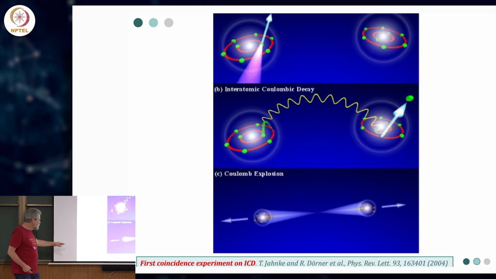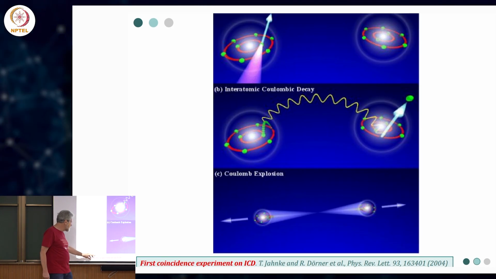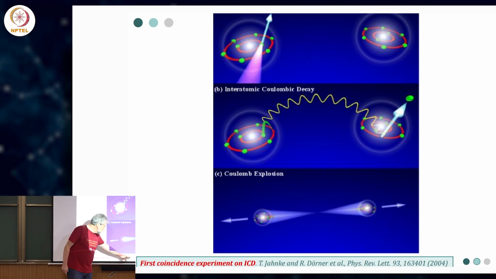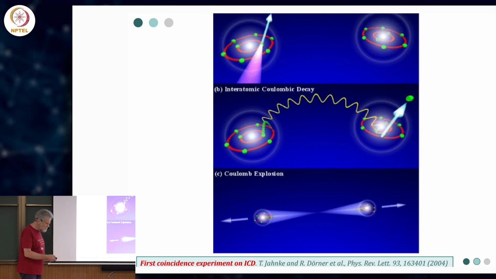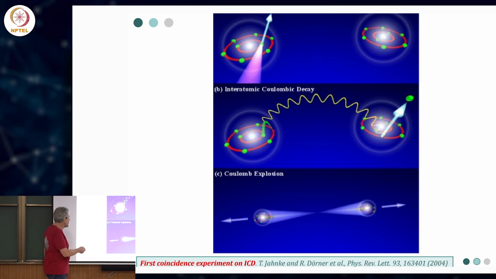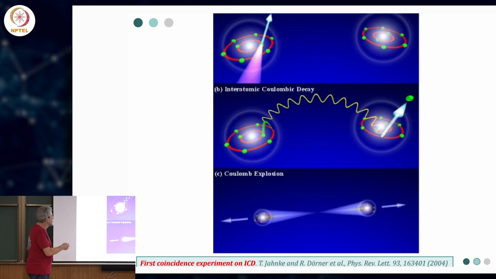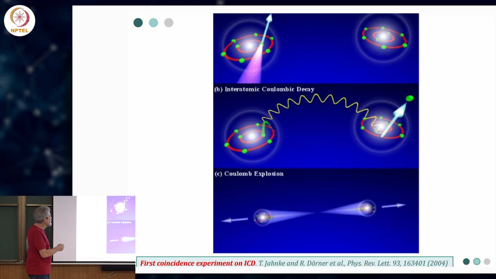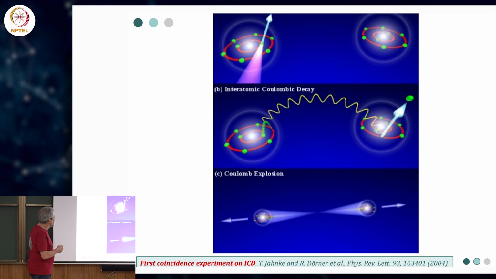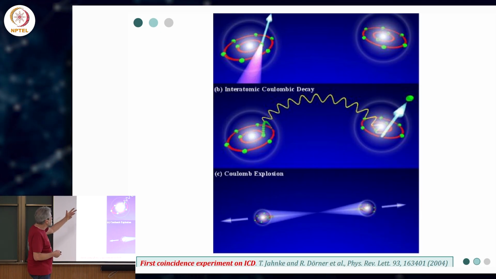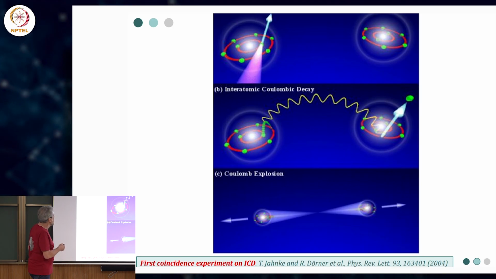Now, this is a cartoon which I love to take from the first coincidence experiment of the Frankfurt group, Till Jahnke and Reinhard Dörner and their group. That's a cartoon taken from their paper. So you have two neon atoms. The green are the valence electrons. The core you don't see, it's somewhere here. So you have the six 2p electrons and two 2s electrons. So that's outer valence, that's inner valence.